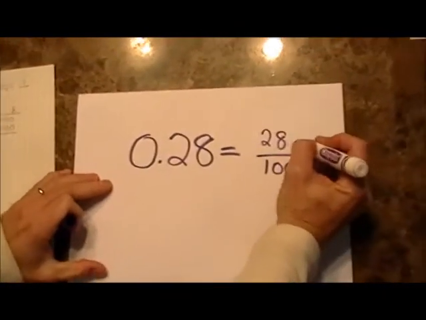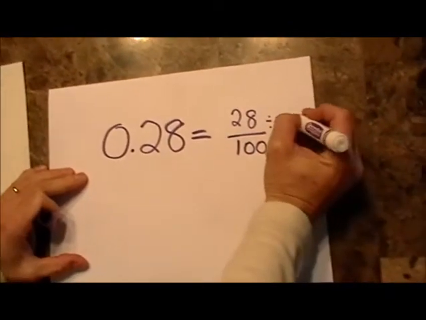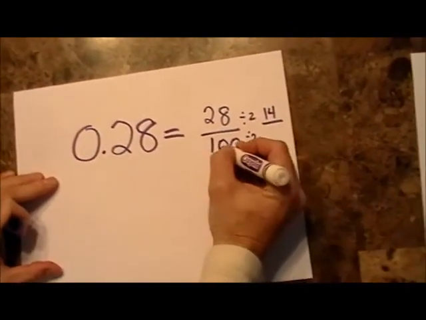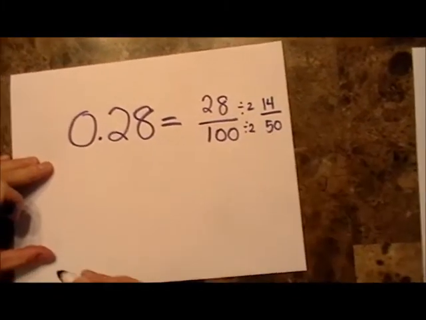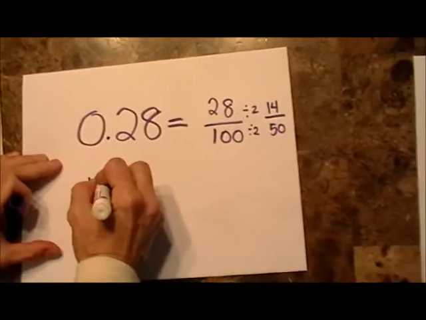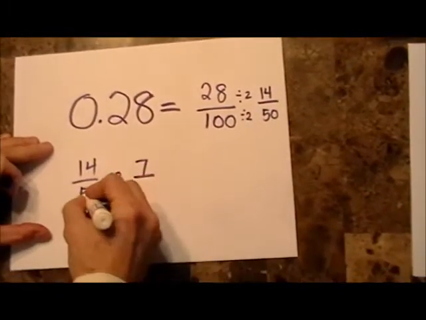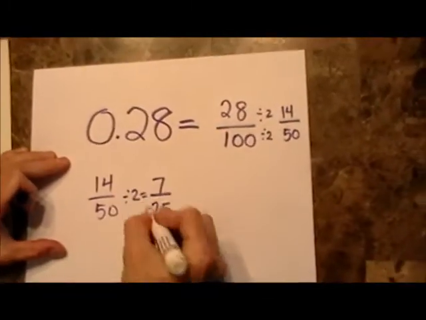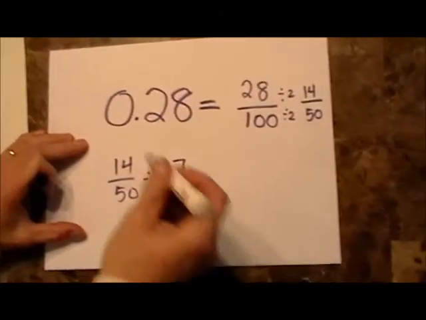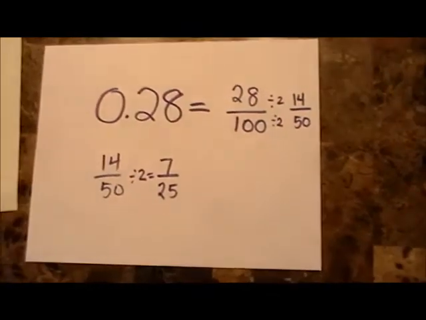Now I need to simplify this fraction. Well, I know that they're both even, so I can at least divide it by 2. See what I get. 28 divided by 2 is 14. And 100 divided by 2 is 50. Yeah, they're both even, so I can divide that again by 2. Divide them both by 2, and I get 7. And 50 divided by 2 is 25. 7 is a prime number, so I know I can't go any farther than that. So 28/100ths is equal to 7/25. Let's do one more.